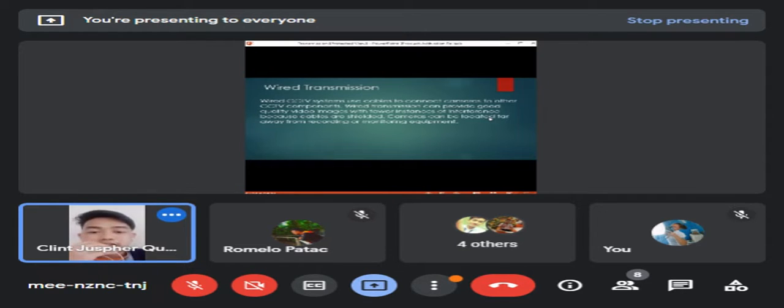So it is the same as an internet connection, no? It is better to use compared to the wireless transmission, since it is directly connected from the modem. If we are talking about internet, the modem is directly connected to the monitor, so it is the same as the CCTV system. The camera is directly connected to the monitor or to the decoder. So that is why it can provide good quality video compared to the wireless transmission. Okay, next slide.